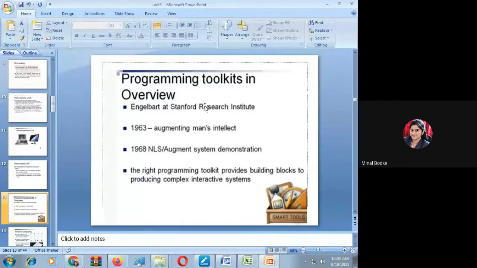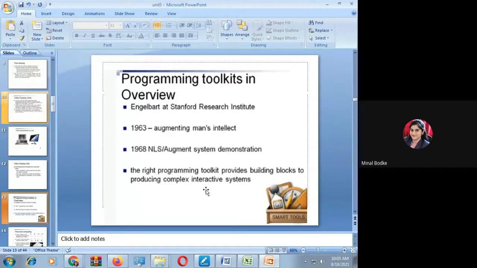So what era was that? 1963 to 1968. It was put forward by the scientist named Engelbert at Stanford Research Institute. So what has the programming toolkit done? The programming toolkit provides building blocks to solve complex interactive problems.